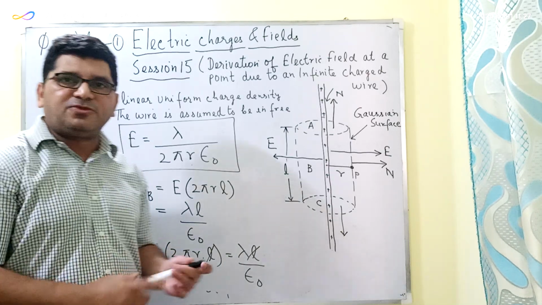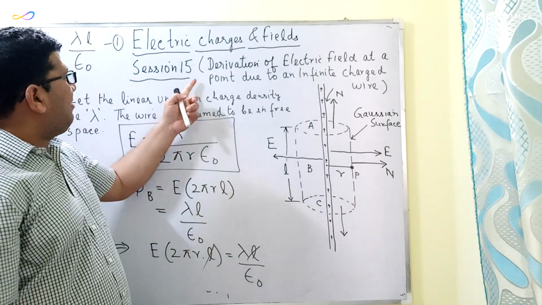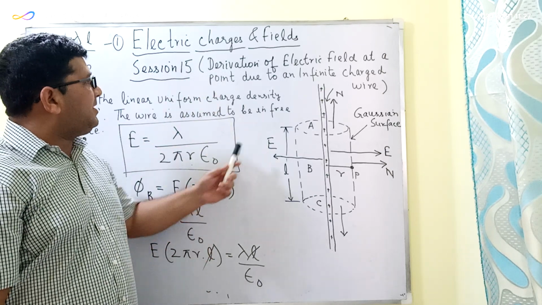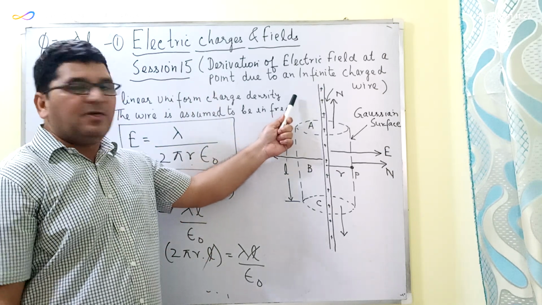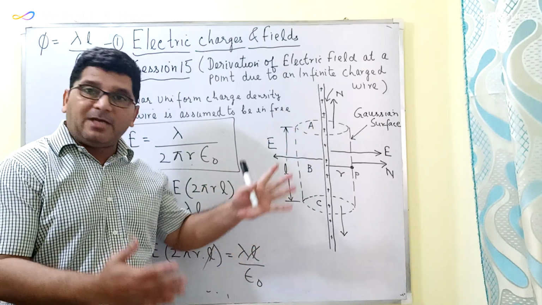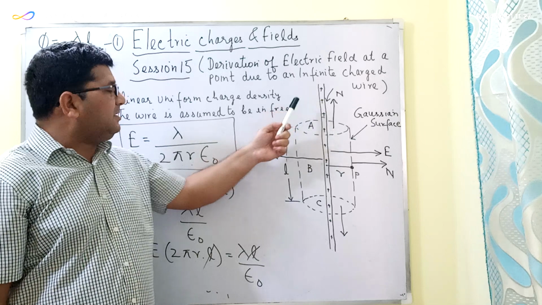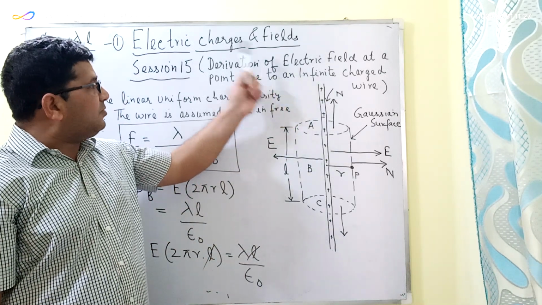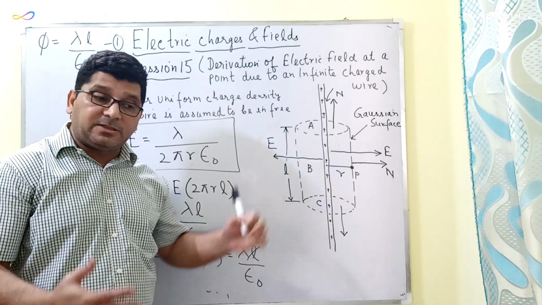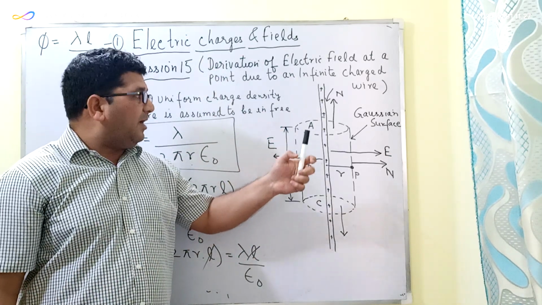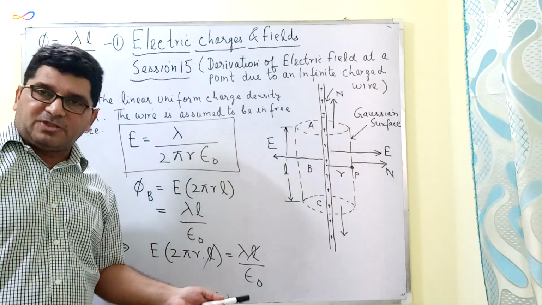So thank you very much for joining this session. In the next session, I will be coming up with another derivation in which I will be taking a rectangular sheet of infinite length, and we will be deriving the value of the electric field due to that infinitely long rectangular sheet having a uniform surface charge density.